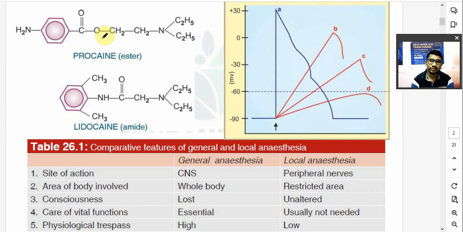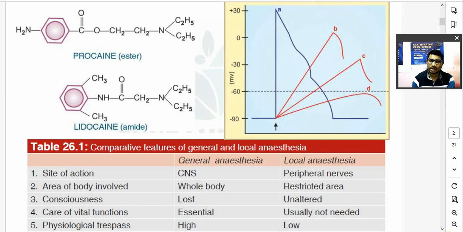So these are the drugs which will block the pain sensation, which will block the generation and propagation of nerve impulse at a particular area, and that's why they are known as local anesthetics, because they act locally at a particular area. So local anesthetics. What is the mechanism of these?